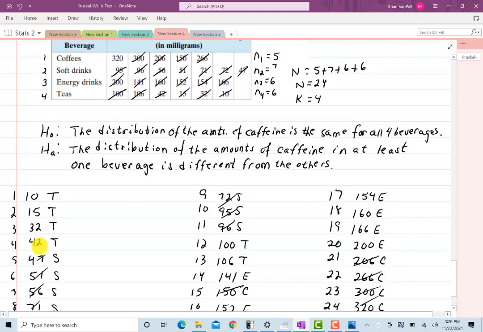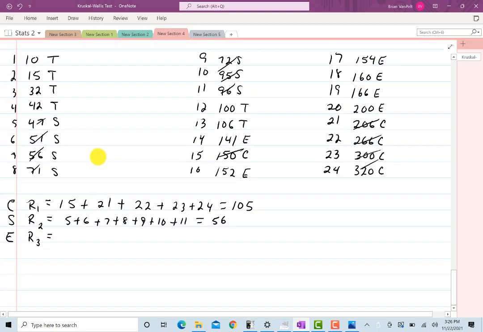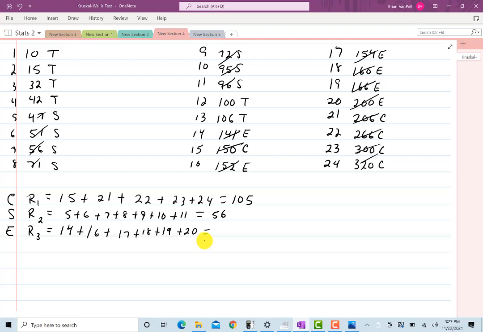Number 3 were energy drinks. Let's find all the energy drinks. They're in the higher sections. I've got a 14 plus 16, and then 17, 18, and 19, 20. And what's that equal? 30, 47, 65, 84. A total of 104.